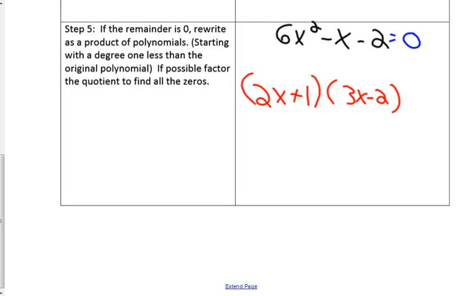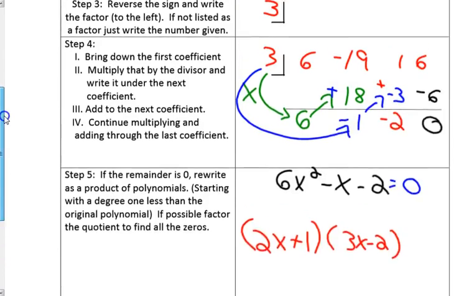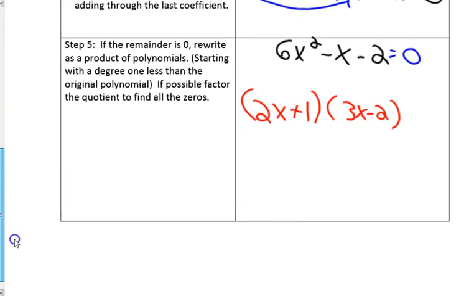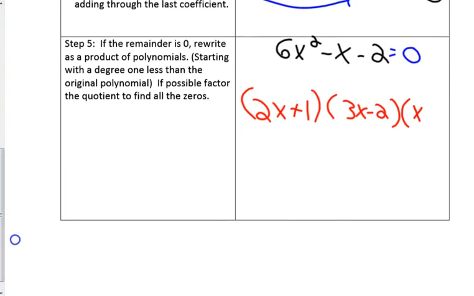What's the other factor? They gave us a factor in the beginning, so the other factor is x minus 3. Okay, so then what are my zeros? x equals negative 1/2, 2/3, and 3. So don't forget the factor that they gave us in the beginning. This is why you cannot fake this. If you do not know how to factor, you are in big trouble.